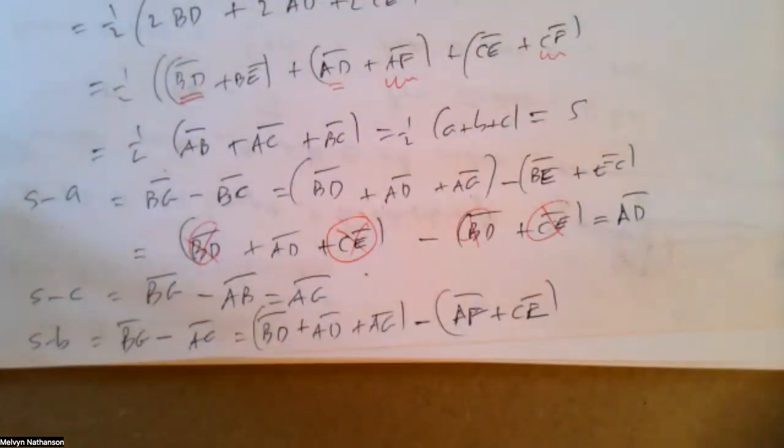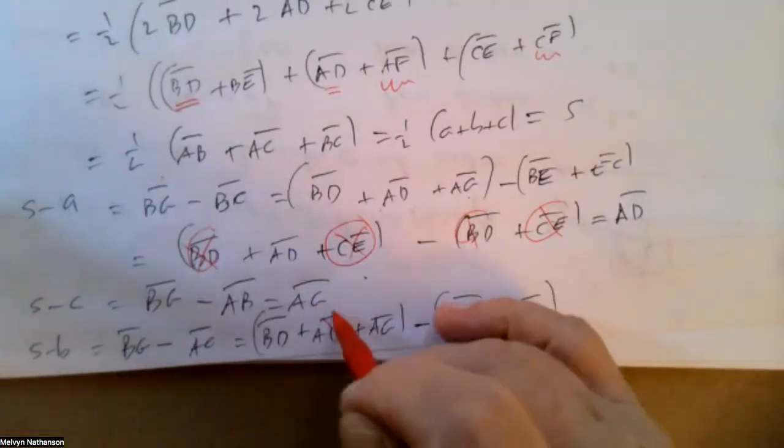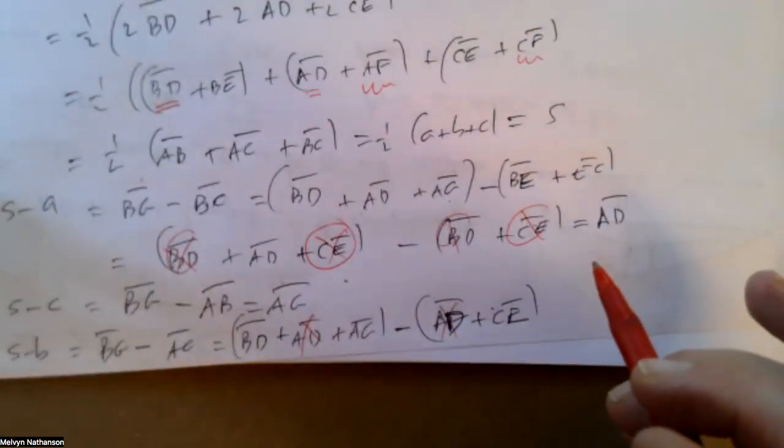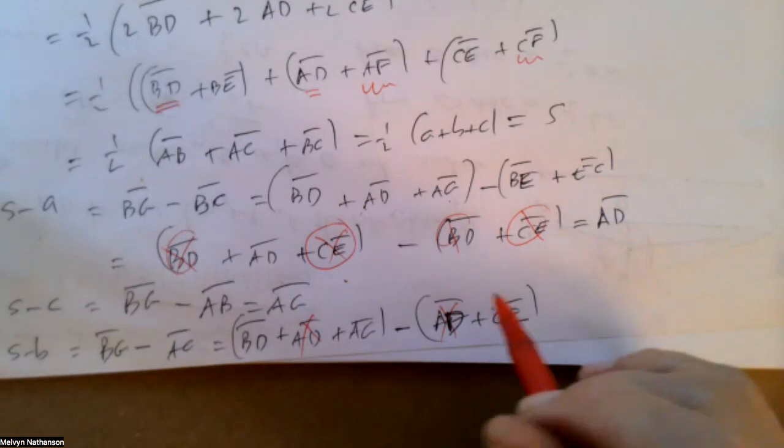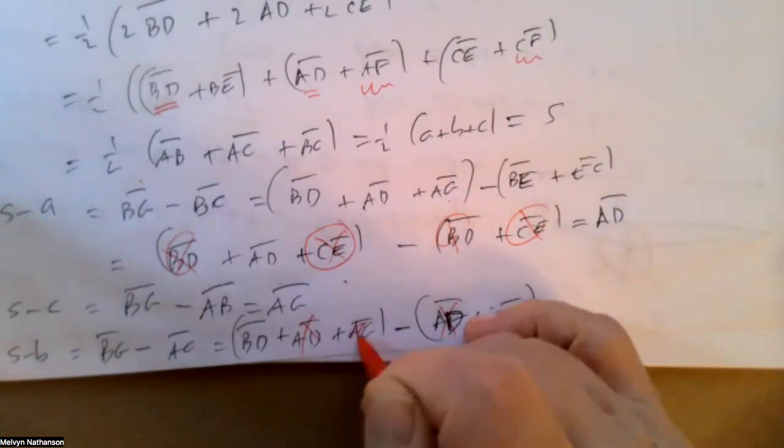But CF is the same as CE, so just make that CE. And AF is the same as AD. So AD and AD cancel. AG is the same as CE. So these cancel, and we're left with just BD.